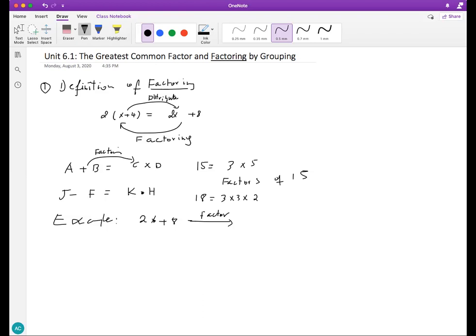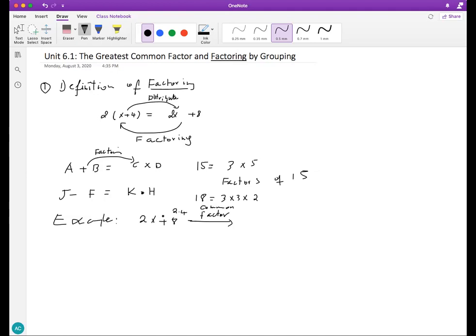So what is the common factor between these 2 terms? Would it be 2? That's right. So they both have 2. This has 2. This also has 2 because 8 is basically 2 times 4. So they both share a factor. They share a number that we call the common factor.